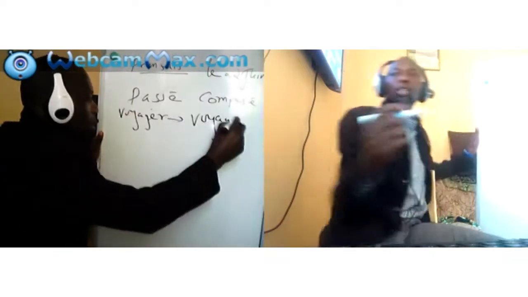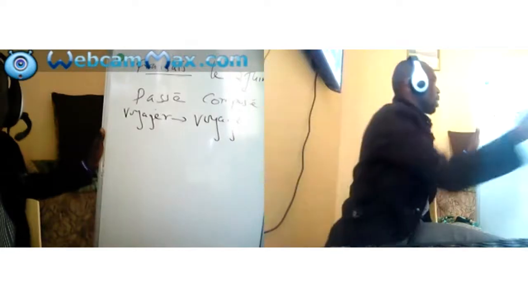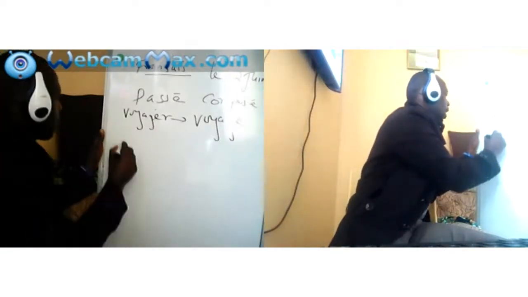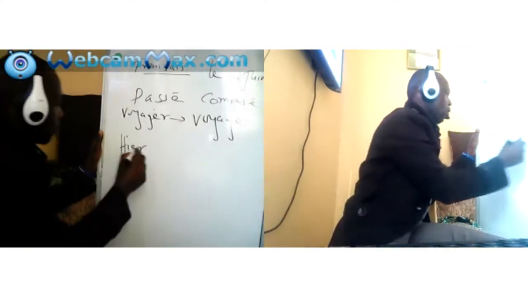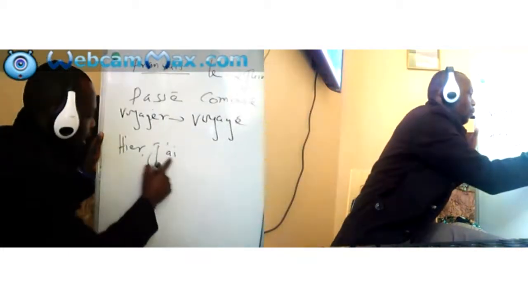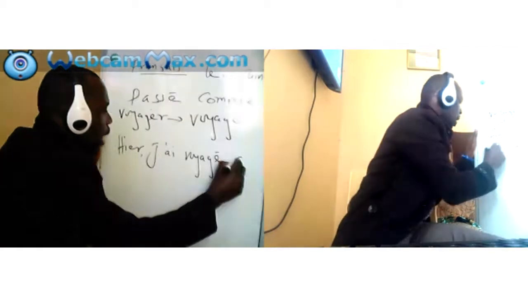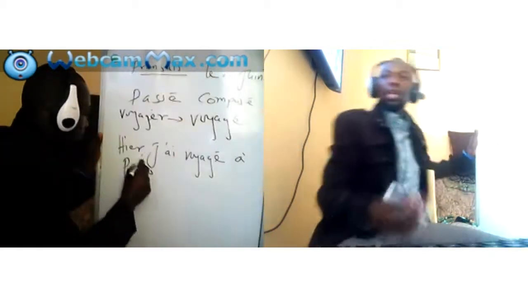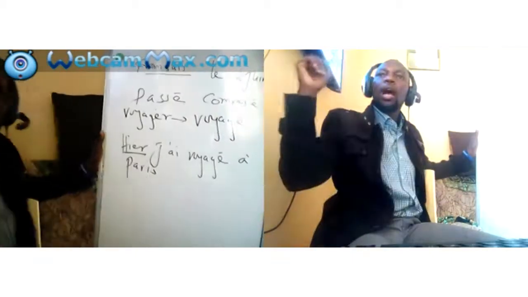Now, I want to express myself in the past. So I will simply say, hier, virgule, j'ai voyagé à Paris. Hier, j'ai voyagé à Paris.